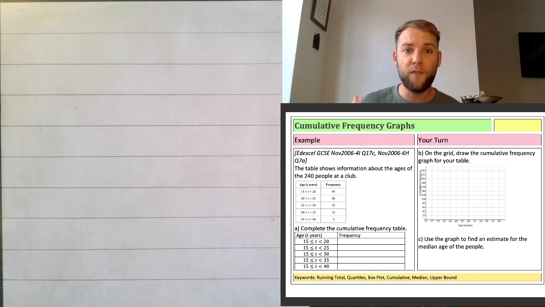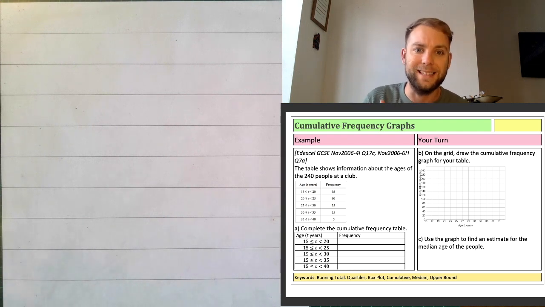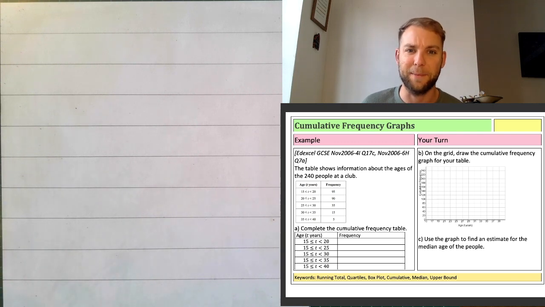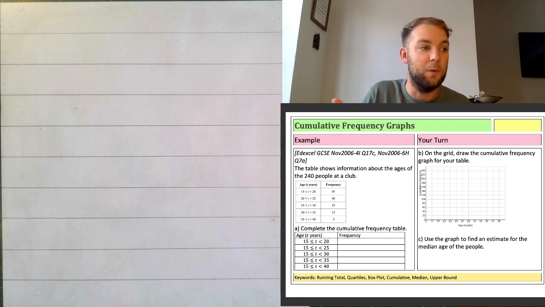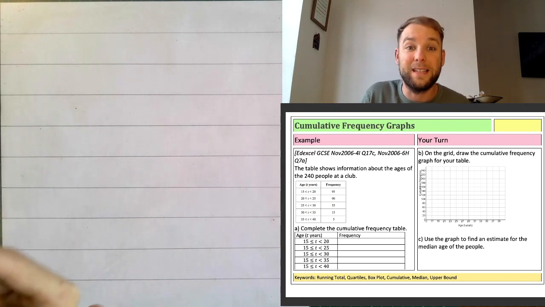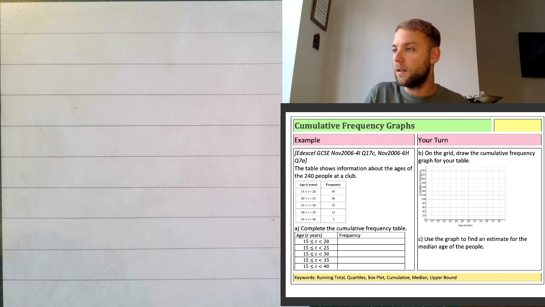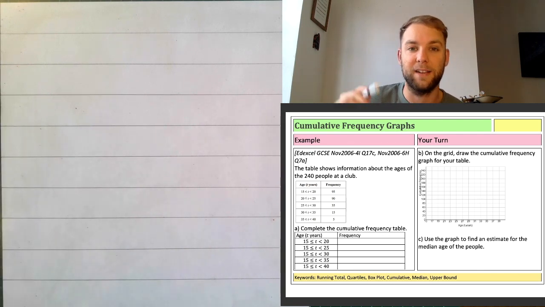Now, the first thing that we need to know is the way a cumulative frequency graph is laid out. The way I like to think about it is the word cumulative. The first part, cumula, is a little bit like community, things like that. It basically means the running total. Cumulative means the running total, or bringing things together.